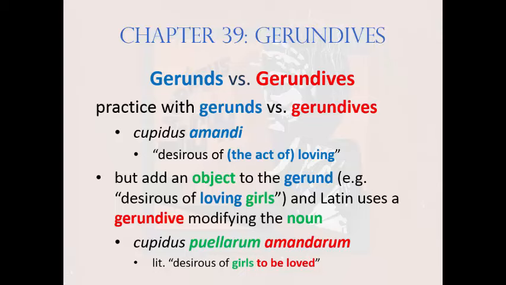You took the love out of amandarum and turned it into a gerund, "loving," the act of loving, then made "girls" its object, and put the "of," the case of puellarum, on the front of the English gerund. So to create the English translation, you inverted the grammatical relationship of the words in Latin, turning "of girls to be loved" into "of loving girls." Let's look at another example.